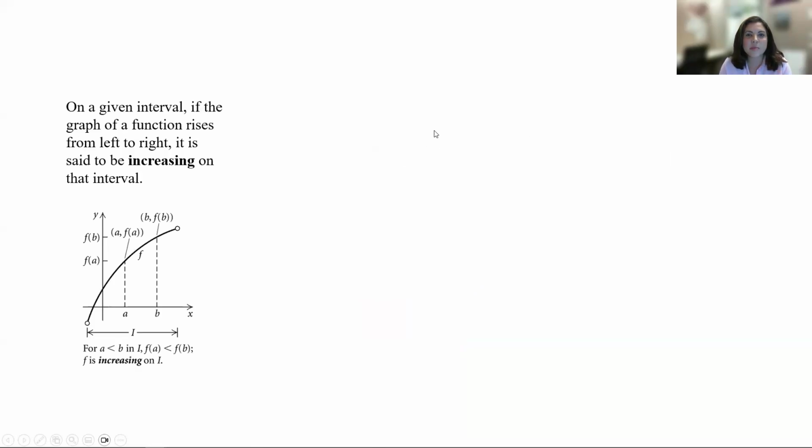So this is the proper definition of when a function is considered increasing. The definition says that on a given interval, if the graph of a function rises from left to right, then it is said to be increasing on that interval. So in this graph, they're giving us just a very general function. They're giving us this specific interval, which is highlighted here. So on this interval, in between these values, A and B, here between this little section, we see that the values are increasing. They're going up from left to right, and so that means that the function is increasing.